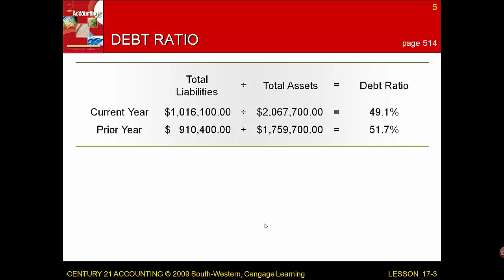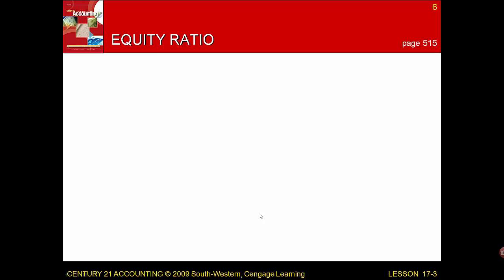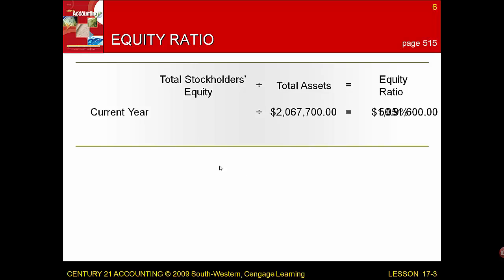Our next item that we're going to learn about is equity ratio. This ratio is found by dividing stockholders' equity by the total assets. It basically shows the percentage of assets that are provided by stockholders' equity. So, let's see, what do we have here for the current year? My numbers didn't come across, I apologize. So the current year we have 1,051,600, and we divide across and we get an equity ratio of 50.9. Prior year we had stockholders' equity of 849,300 divided by our assets, and it gives me a ratio of 48.3.